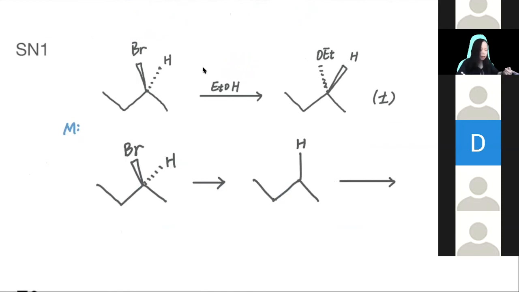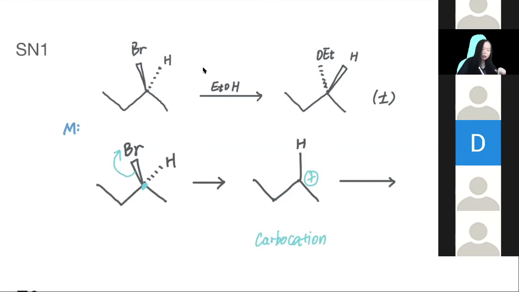In SN1, it's different from back attack. The first step would be the leaving group leaving. So my bromo is going to leave first. And this is based on the fact that this center carbon is going to form a carbocation. So you must have seen this word, carbocation. This carbocation has to be stable enough.